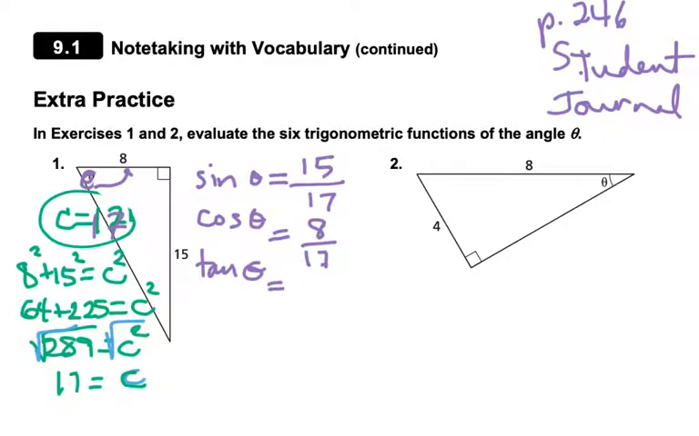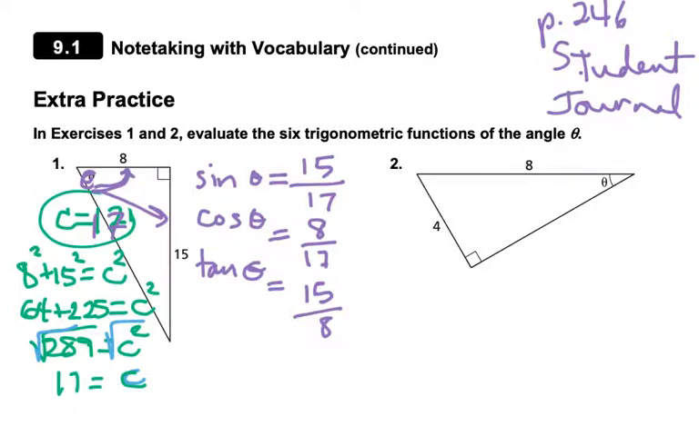And then tangent is opposite over adjacent. So that's going to be 15 over 8. And you just leave it like that. You don't have to, it's not like you reduce it as an improper fraction or something. You just want to know what those trig functions are.